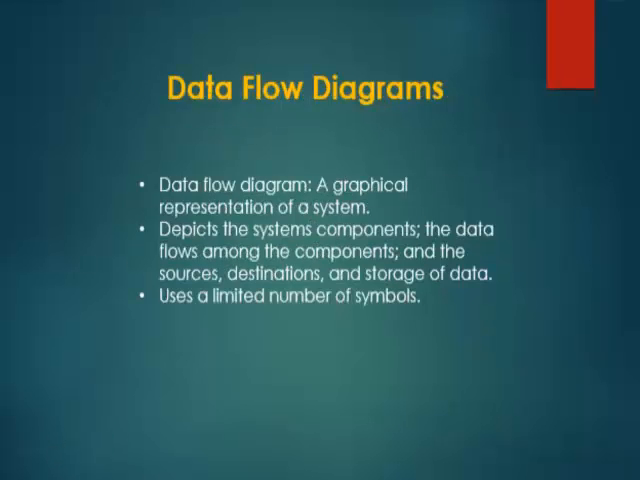Data flow diagrams. A data flow diagram is a graphical representation of a system. It depicts the system's components, the data flows among the components, and the sources, destinations, and storage of data. It uses a limited number of symbols.